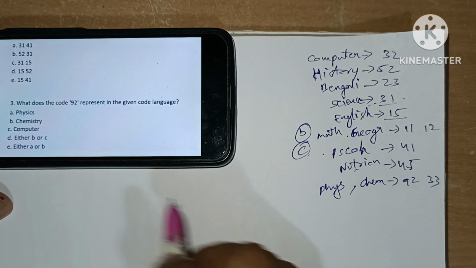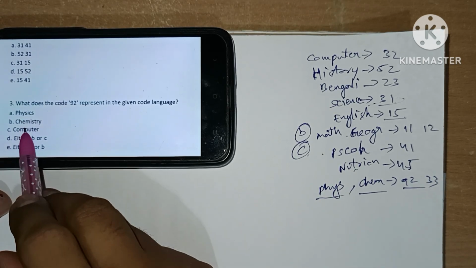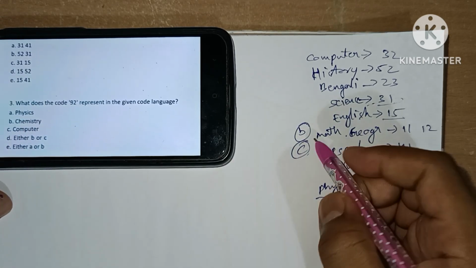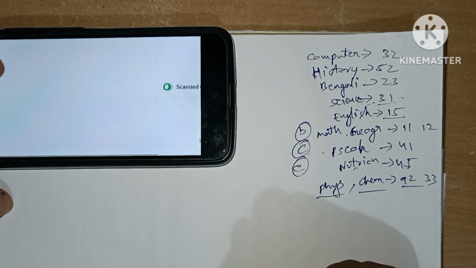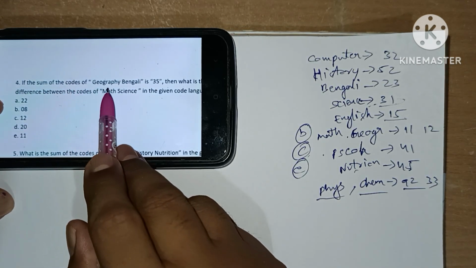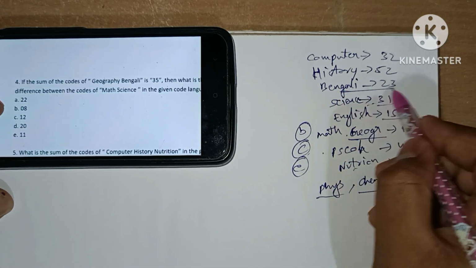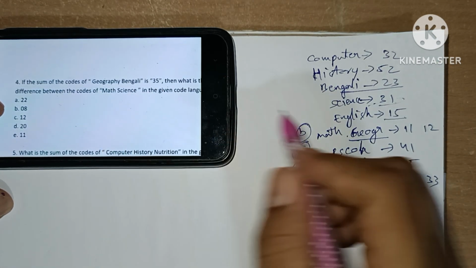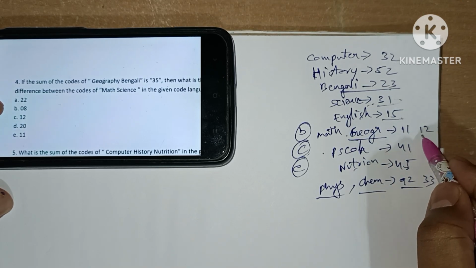Next, what is the code for 92? 92 is either physics or chemistry, so physics or chemistry means A or B. Option E. Next, fourth one, what is the code if the sum of the codes of geography and Bengali is 35. 35 means here we have 23. 35 minus 23 will be 12, so geography must be 12.